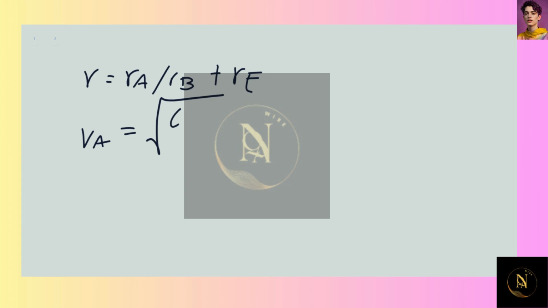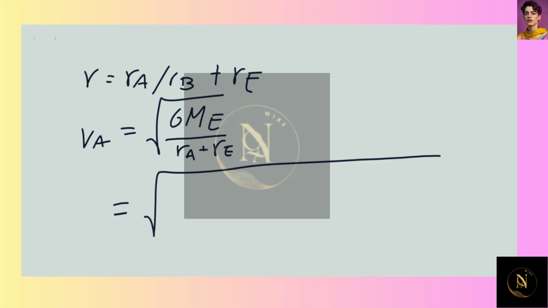So let's solve for satellite A first. We know that VA is equal to G times the mass of the Earth over RA plus RE. And now we can plug in our quantities. The gravitational constant is just a number that you can memorize or get on an equation sheet, depending. And that's probably equal to... that looks like a multiplication sign. Let me get rid of that.